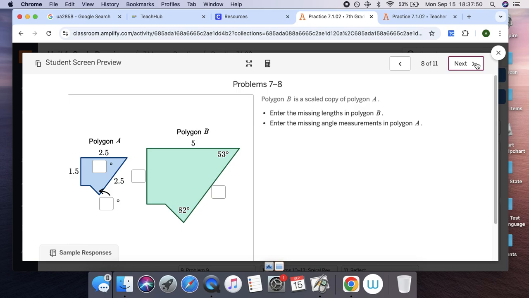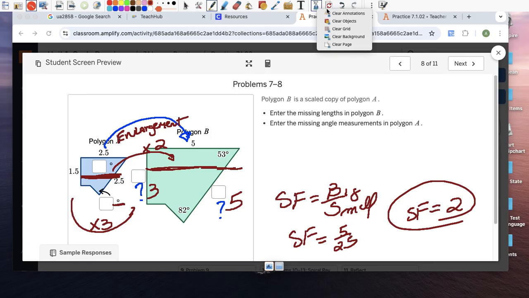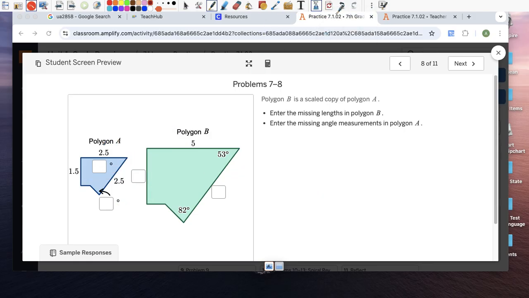8 is, okay, same type of problem as the last one. So polygon B is a scale copy of polygon A. Enter the missing lengths in polygon B, which I did in the previous problem. We found out that the scale factor was times 2.